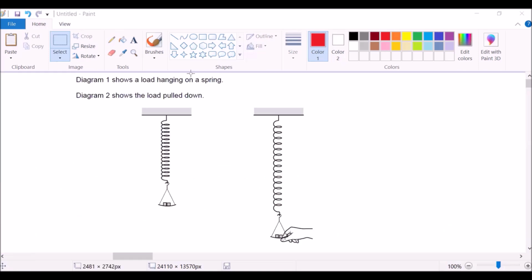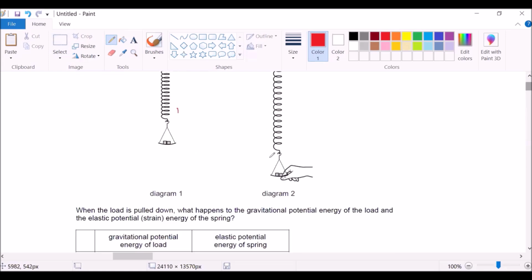Now let's look at related questions. Diagram 1 shows a load hanging on a spring. Diagram 2 shows the load pulled down. So this is diagram 1 and this is diagram 2 with the load pulled down. When the load is pulled down, what happened to the gravitational potential energy of the load and elastic potential or strain energy of the spring?